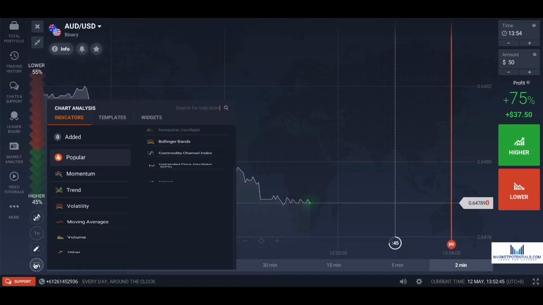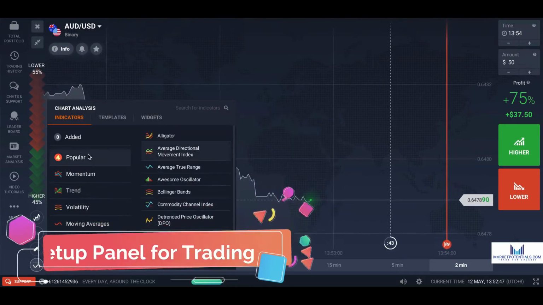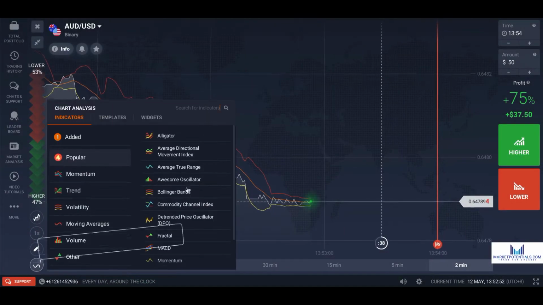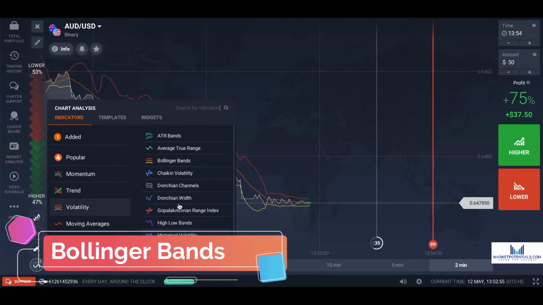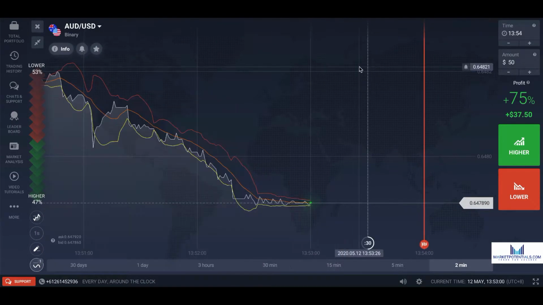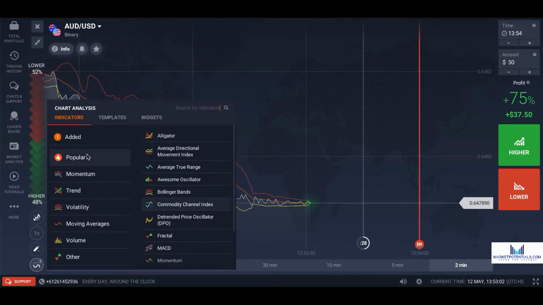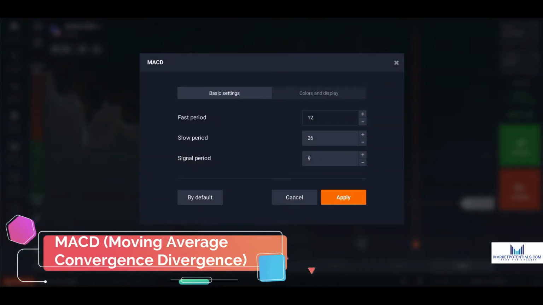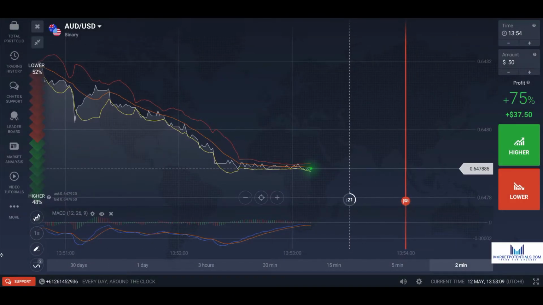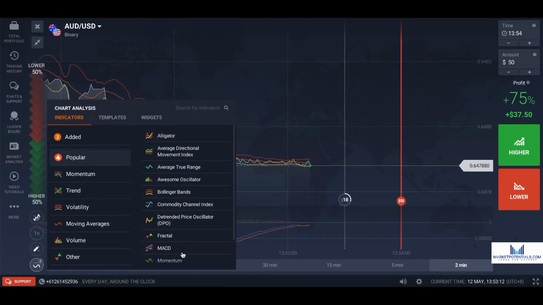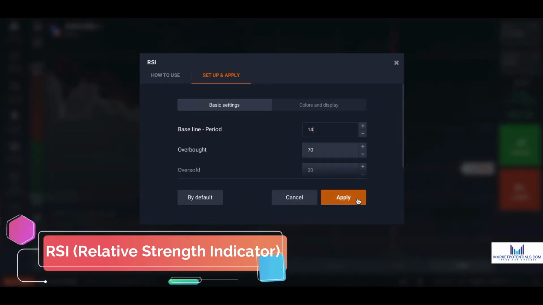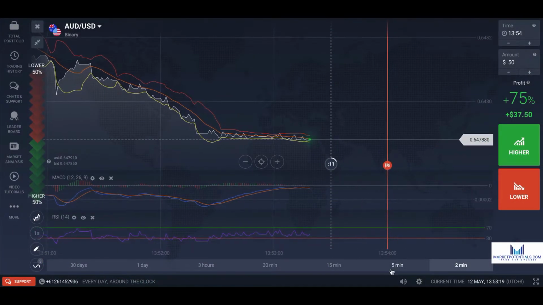So the first thing I would like you guys to do is just go ahead and click on the Bollinger Bands. All right, so let's just do that first and I'll talk to you guys about it in a bit. Next thing is the MACD. Okay, sorry. So let's go to the popular MACD, otherwise known as the Moving Average Convergence Divergence. Again, just click Apply. Don't have to change any of the numbers that you see there. And the third one is the RSI, or the Relative Strength Indicator. Again, just click Apply. Don't mess around with the numbers there.